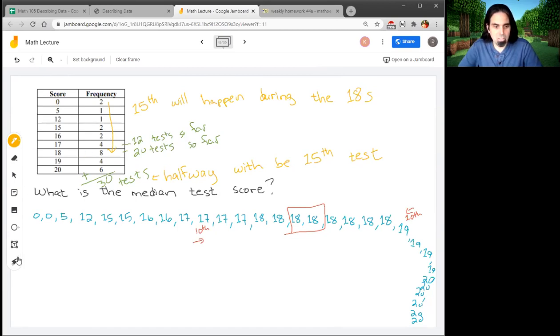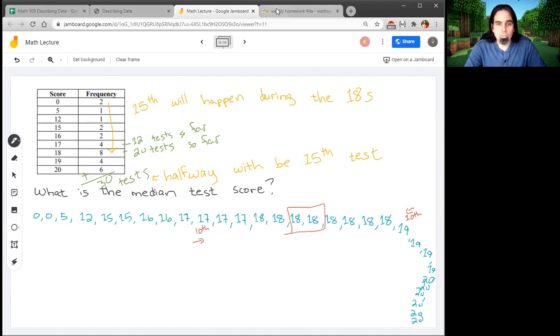Because if I stopped at 17, it's too early. That would only be 12 tests so far as I count down. If I finished all the 18s, I would have passed it. So it must be hiding in that crowd of 18s. So when you have these frequency tables, you don't actually have to make this long list. You can, but you don't have to. And that's really as complicated as things get.